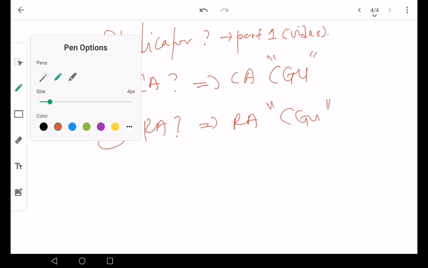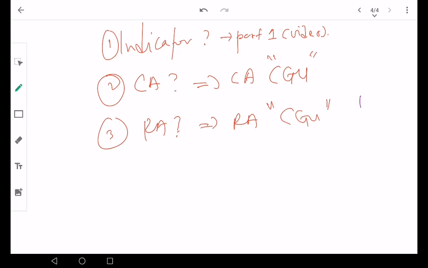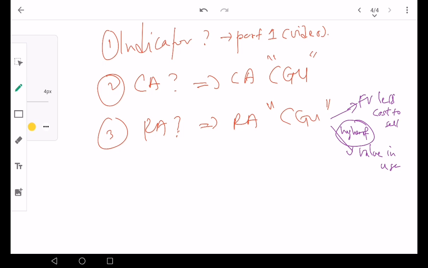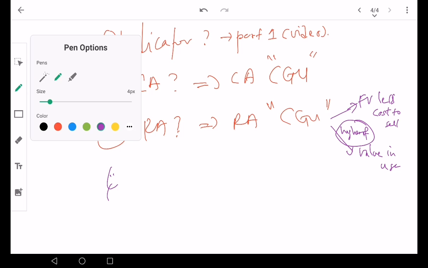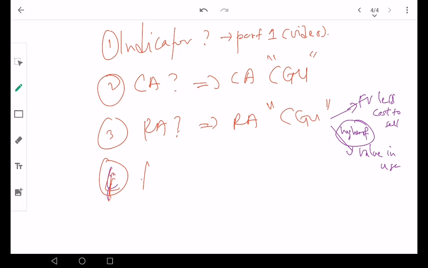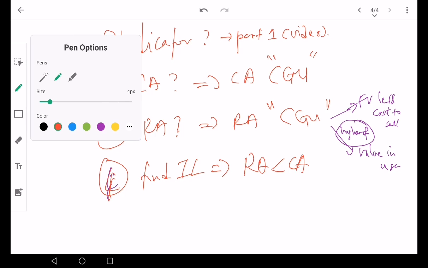The principle is the same, class. You still have to find your fair value less cost to sell, and value in use. The principle is the same. Higher of. Yes. You will find number 4: find your impairment loss. Good. RA will be lower than your CA. How much is it, class?